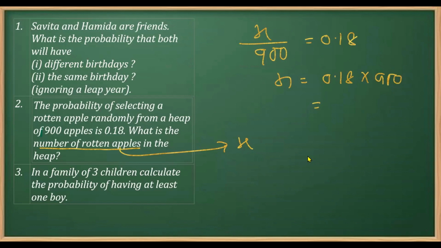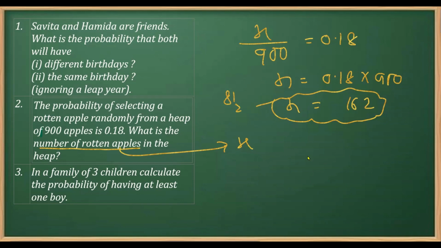So 9 into 9, 81. 81 into 2, that's 162. So what I did, I eliminated the zeros and decimal, and then we have multiplied this. So X comes out to be how much? X here is the number of rotten apples. So we got the number of rotten apples as 162.